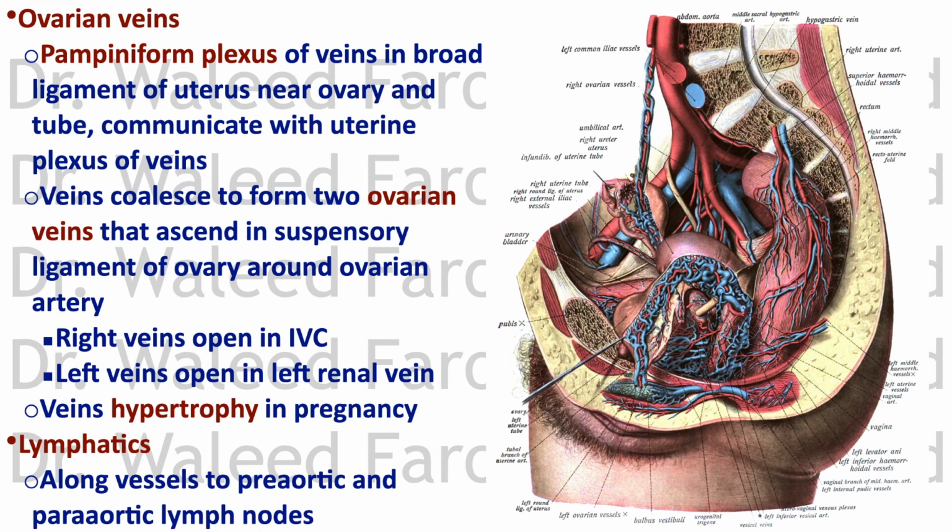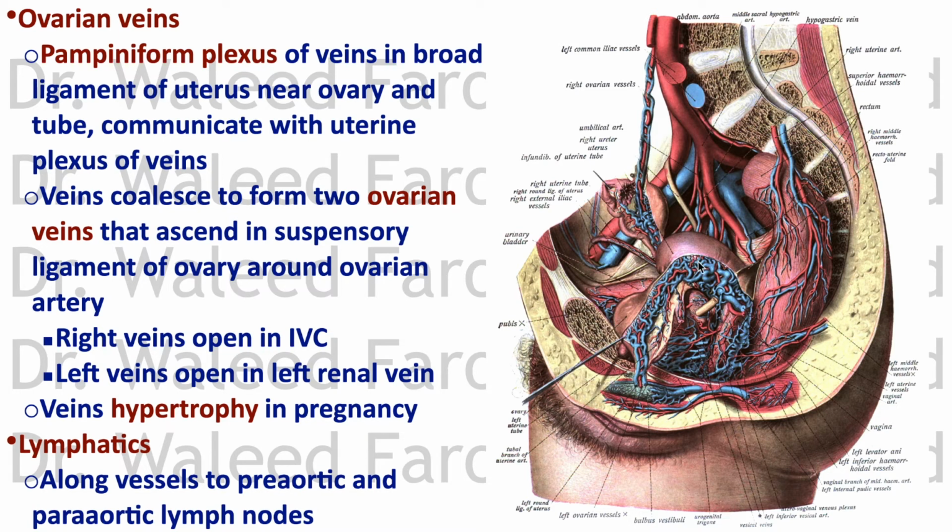The ovarian veins, just like the testicular veins, start as a pampiniform plexus of veins that surrounds the ovary and drains it. Then they coalesce to form around two veins that ascend in the opposite direction of the artery, and it communicates with the uterine venous plexus.